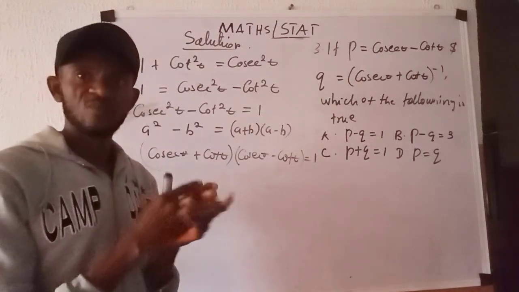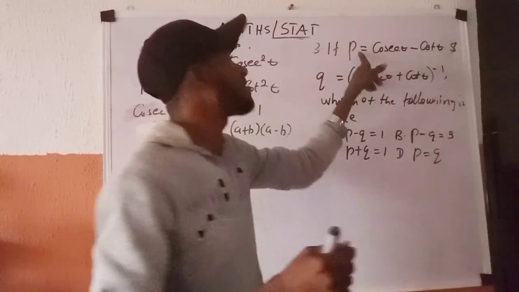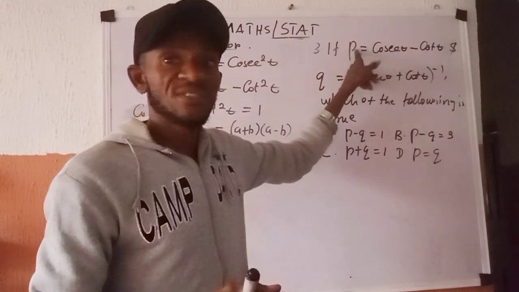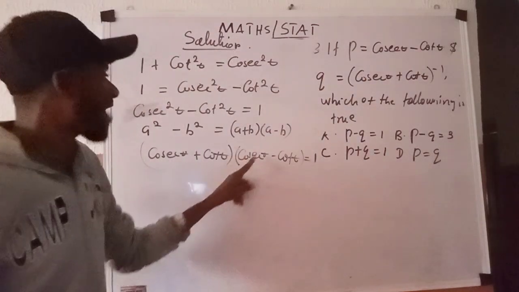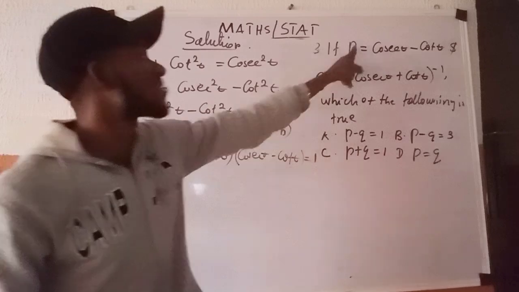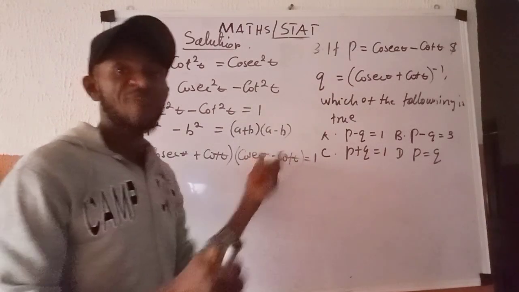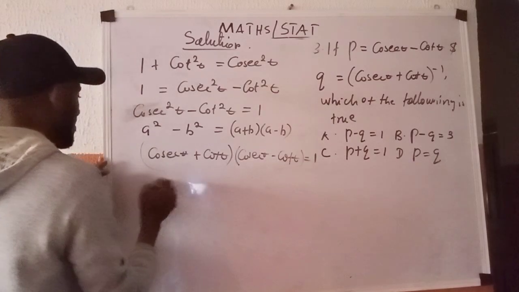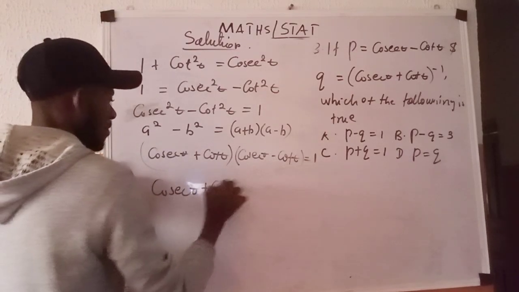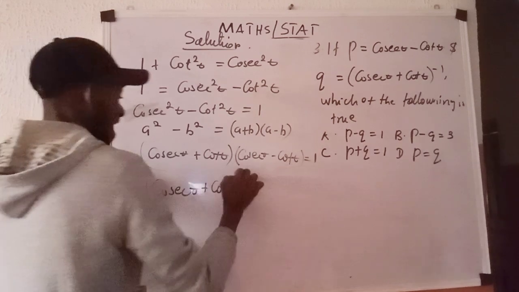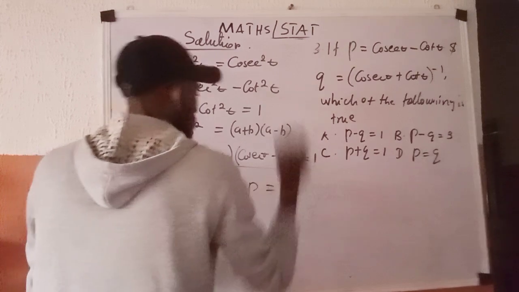Okay? But we have been told that cosec theta minus cot theta is P. We have been told that this minus this is P. So look at it here, cosec theta minus cot theta is given as P. So I can quickly put P in place of that. And if I put P, what I am going to have becomes cosec theta plus cot theta, open and close, and in place of this I will put P. This equals 1.